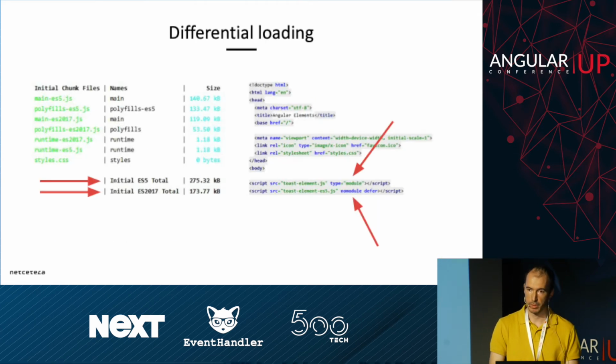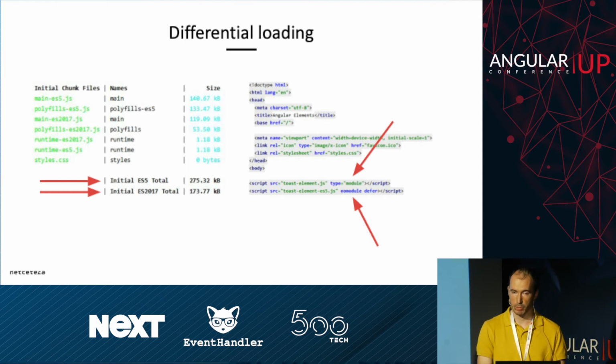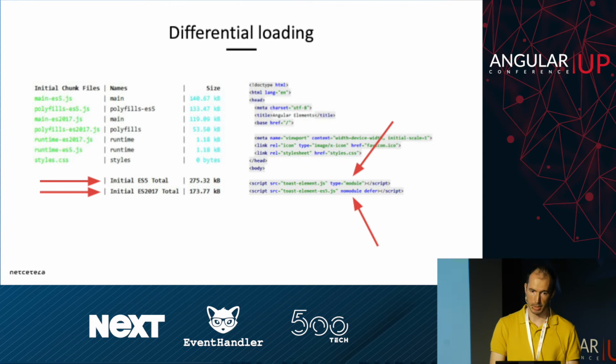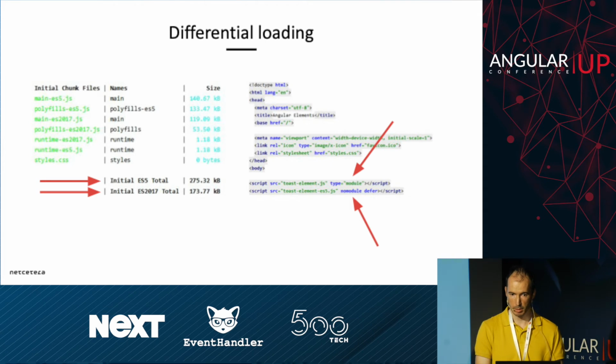I mentioned on the previous slide differential loading, so maybe a refresher for those of you who are not familiarized. Starting from version 8, I think, differential loading is in place. Previously there was one bundle which needed to serve both evergreen and non-evergreen browsers, and now we have two different bundles. And if you see in the numbers above, the main difference is in the polyfills, because obviously Internet Explorer needs more polyfills than other browsers do.